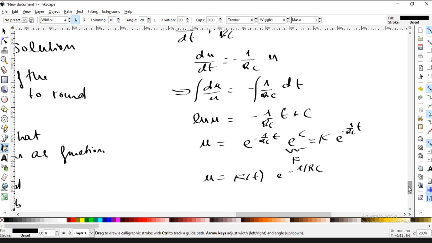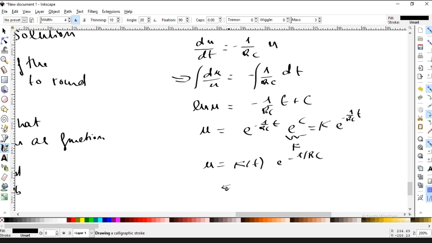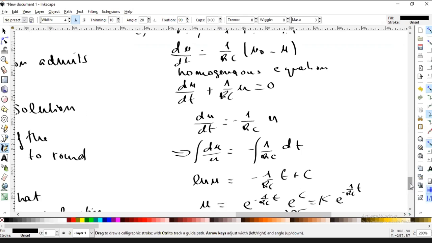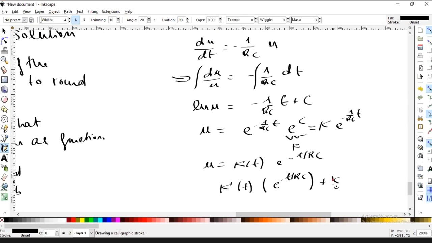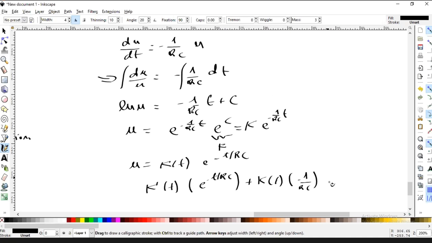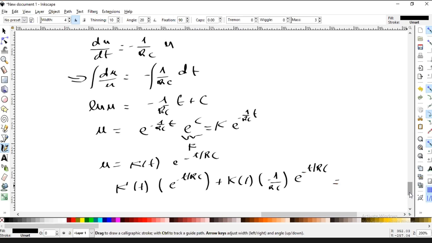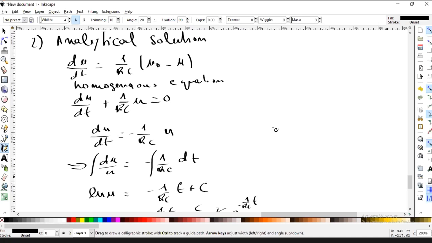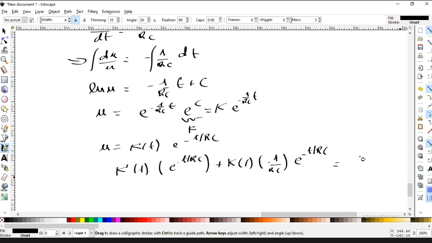Okay, and then you put it again in this equation. So what you get is k prime of t multiplied by exponential minus t over RC, plus, if I derive this, k of t multiplied by 1 over RC exponential minus t over RC, is equal to 1 over RC u0.